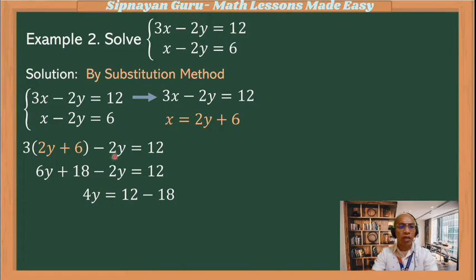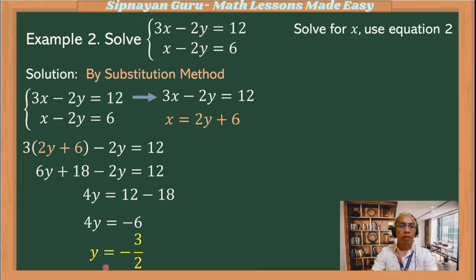Then transpose 18 to the right side, so that would be negative 18. Further simplification for y: 12 minus 18 is negative 6. Divide both sides by 4. So this is negative 6 over 4, or in lowest terms, negative 3 over 2.